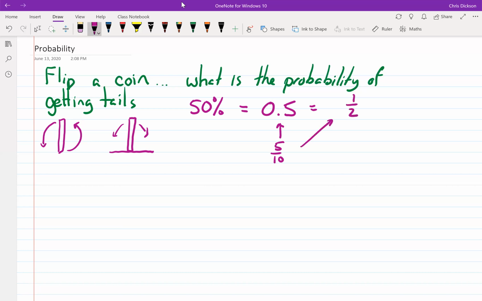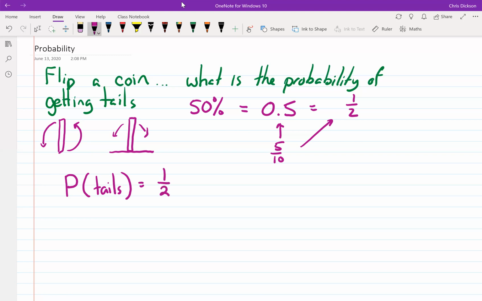And so we might write this symbol. I'm going to use the letter P for probability. So instead of writing out the word probability every single time, I'm going to write P. And then in brackets, I'm going to write down what it is I'm looking for. So let's say the probability of getting tails. Okay. So that way I've written P(tails), which means probability of getting tails. And so that would equal 1/2.